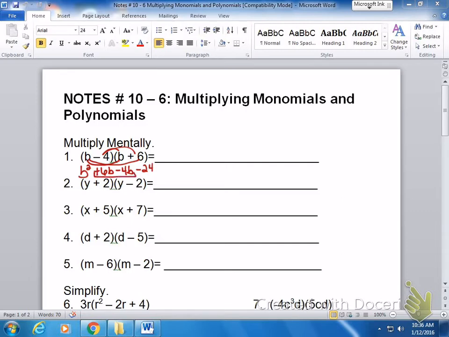So now I can combine my like terms. They're the center two. b squared doesn't change. 6b minus 4b is plus 2b. And then my minus 24 doesn't change either. So my answer is b squared plus 2b minus 24.